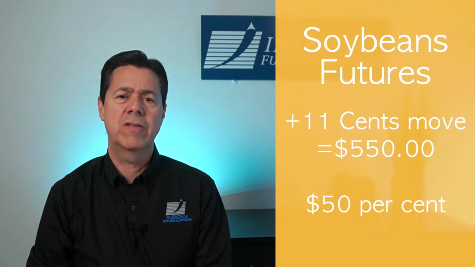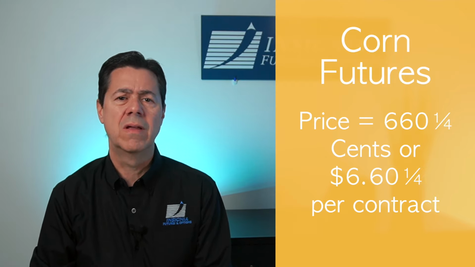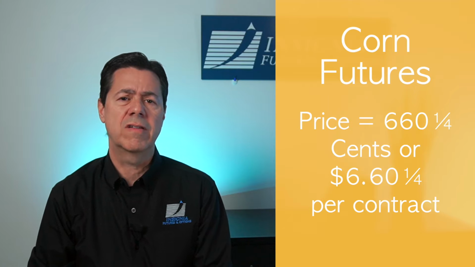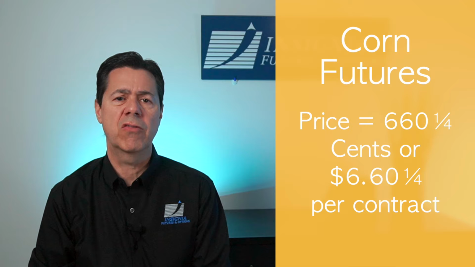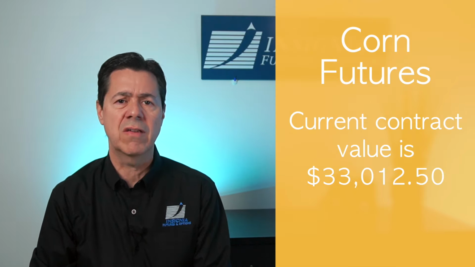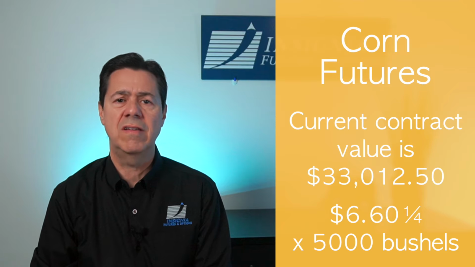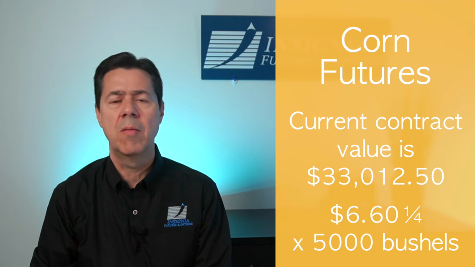You also would use the same formula to calculate the full value of one futures contract. For example, the current futures price for a March corn futures contract is $6.60 and a quarter. This equates to 660 and a quarter cents and means that the current value of the March corn futures contract is $33,012.50, or $6.60 and a quarter cents per 5,000 bushels.